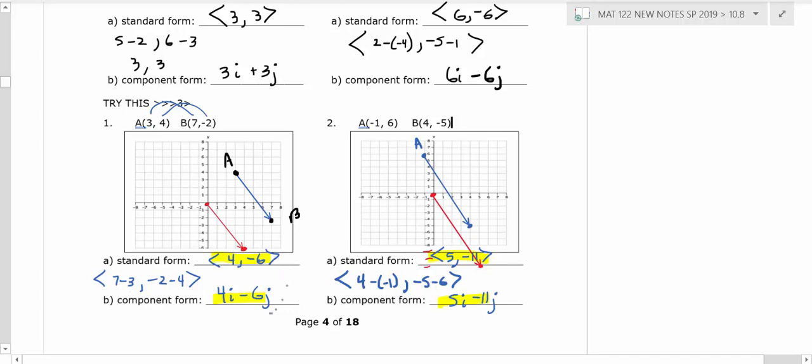Those are both the same. They both mean exactly the same thing. Components is just when we write i and j. And then the vector you should have drawn was just over 4, down 6, starting at the origin.